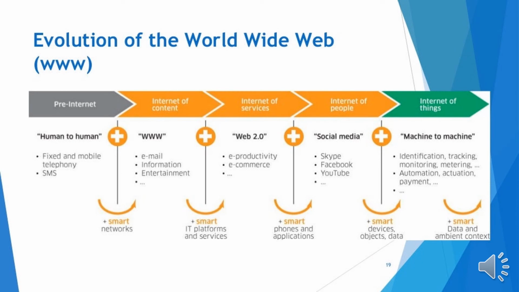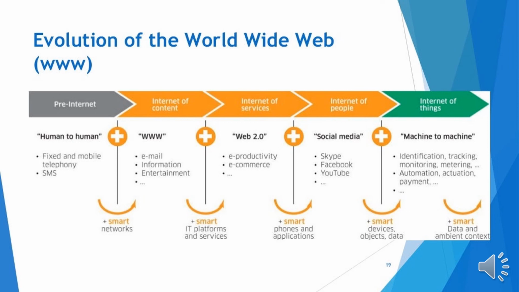The evolution of the World Wide Web goes from pre-internet, and then internet of content, internet of services, internet of people, and then internet of things. First thing is human to human. Before the internet, we just had fixed or mobile telephony. We could send only SMS, there wouldn't be any stickers or graphical user interface. That is the pre-internet stage.